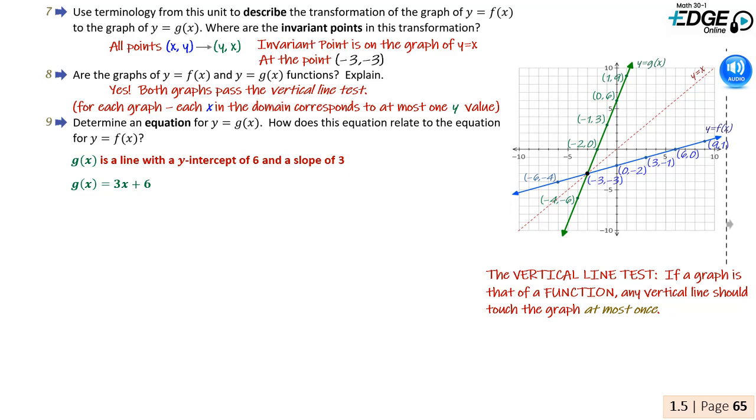When asked to determine an equation for y equals g of x, we can lean on our knowledge of linear functions and our slope-intercept form. Here we can see that the green line is rising 3 and running 1 for a slope of 3, and it's passing through the y-axis at the point 0 and 6. So in mx plus b form, we can say that g of x is equal to 3x plus 6.